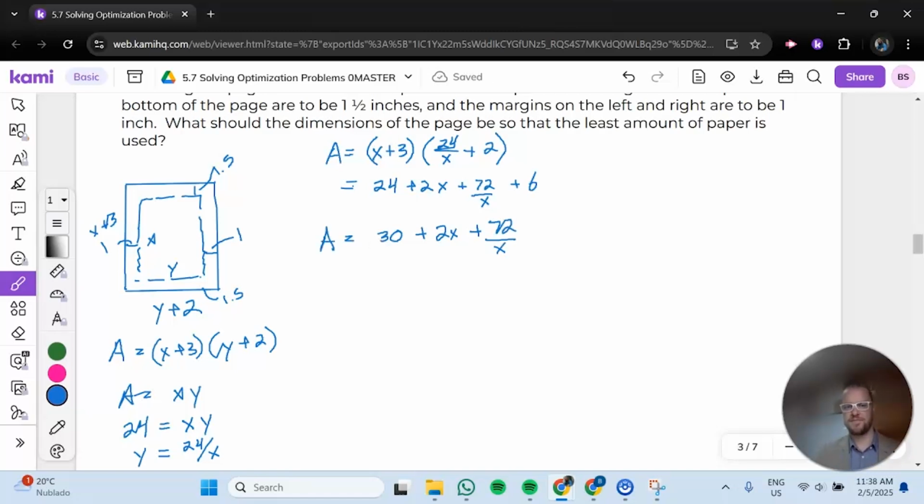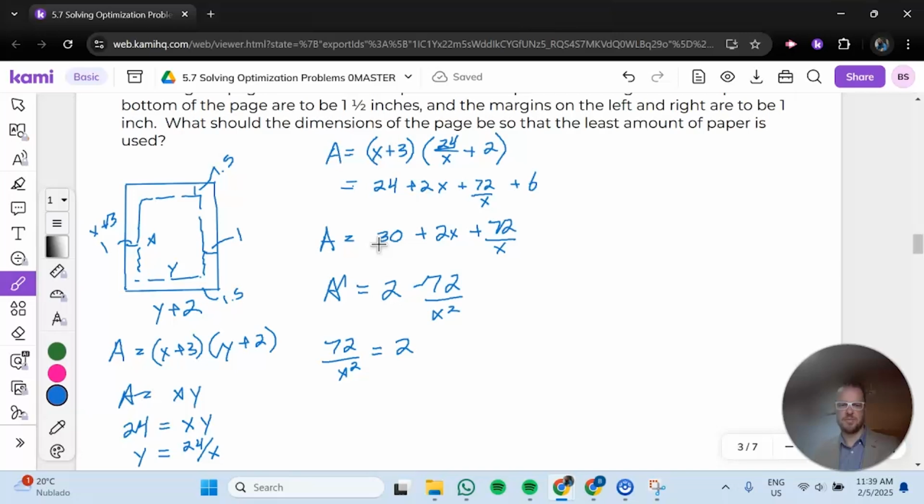So if that's my area, then the derivative of my area, the 30 goes away, I'm going to get 2. And then here, this is the same as saying x to the negative 1, so I'm going to get minus 72 over x squared. All right, so then what I can do is make that equal to 0. And if I make it equal to 0, I'm going to move that over actually at the same time, because this is technically 0. So it'll be 72 over x squared, and that's equal to 2.